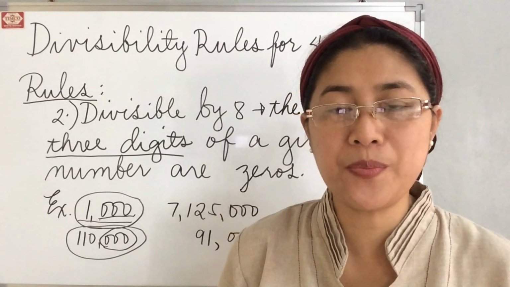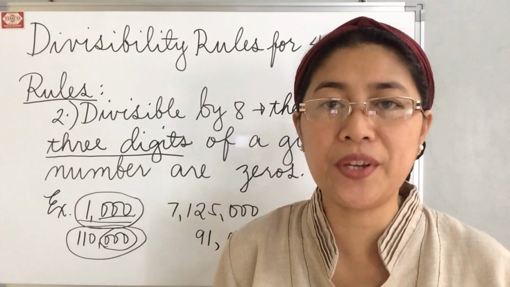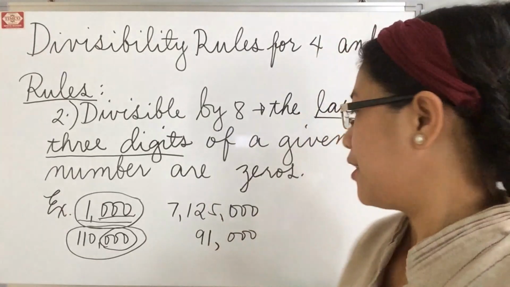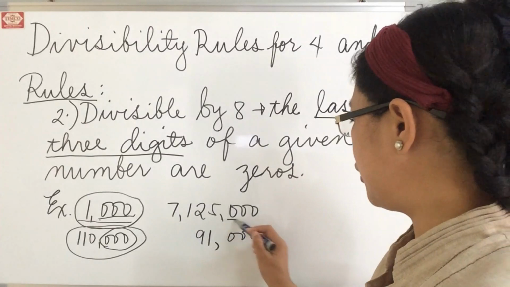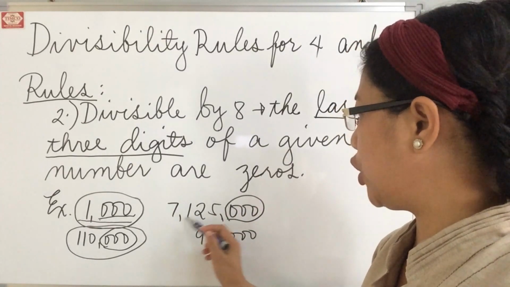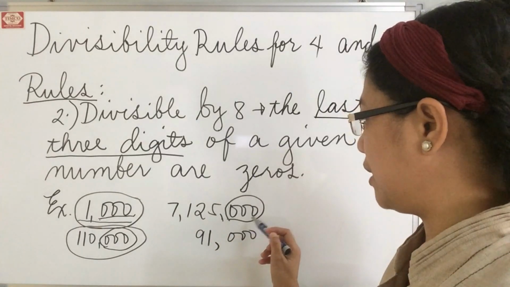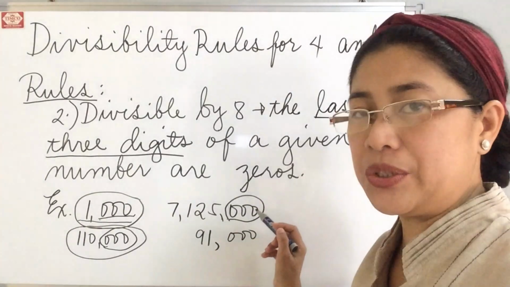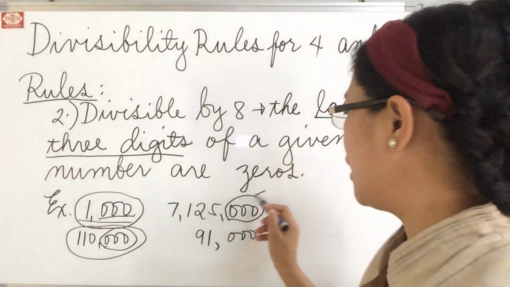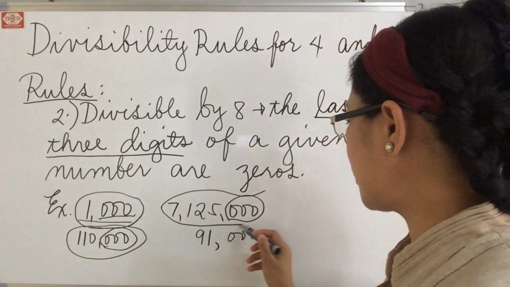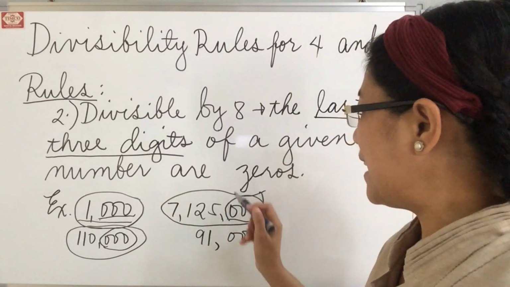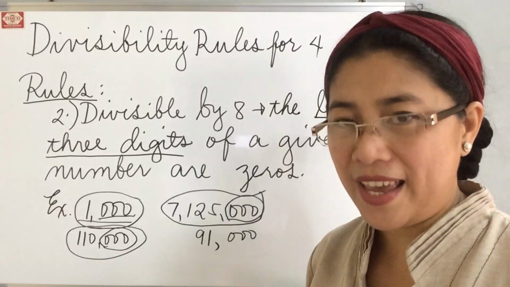Even in a large number, you're just going to look at the last 3 digits. Okay? 3 zeros at the end. So, for example, we have 7,125,000. Of course, it has 3 zeros at the end, or the last 3 digits are zeros. So the whole number, 7,125,000, is divisible by 8.